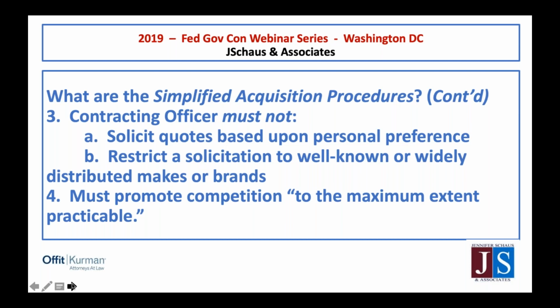Issuing a solicitation pertaining to a particular brand, it wouldn't work. And the idea is that if the purpose is fulfilled by something of a different type or brand, or even quality to a certain extent, then the contracting officer has to take that into consideration and do what he or she can to see that competition is promoted, and personal preference isn't going to do it. Restricting the solicitation to well-known or widely distributed makes or brands typically isn't going to fit the bill, and so that, generally speaking, won't be permitted. Mallory, if you can advance the slide.